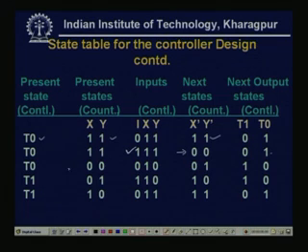Now, in this way, similarly as I described, when it is T0 xy is 0 0, again it is a 0. So, it is 1 0, in this way the state table can be formed.